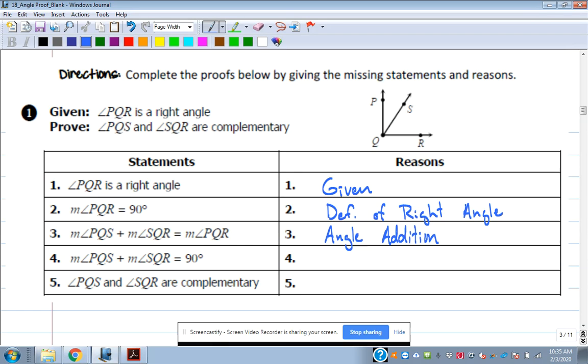Think about what we got here. We got measure of angle PQR is equal to 90, and then we got something else equal to the measure of angle PQR. So then that means we're replacing PQR with 90. Substitution or what? Since there's 3 things there, 1, 2, 3, 1, 2, and then 3 and 1. So I would say that's transitive property, but I would probably accept substitution. Yeah, if you wrote substitution there, that's fine.